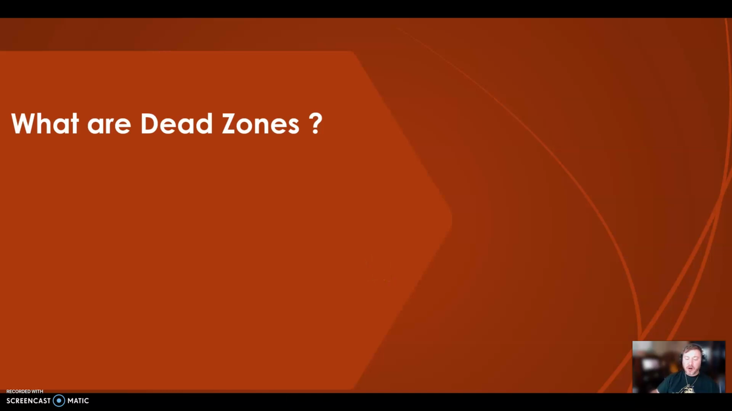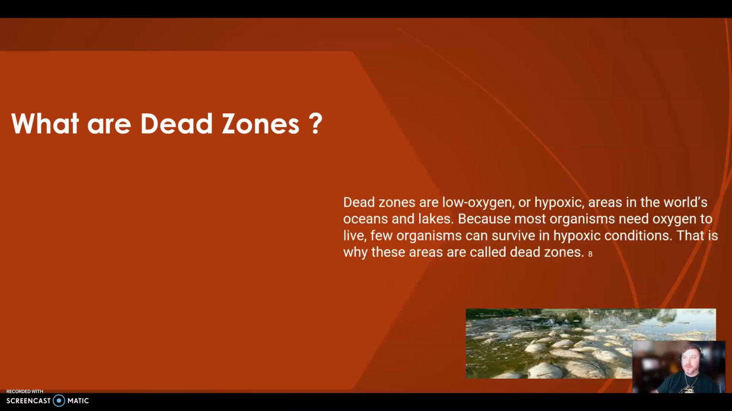As mentioned earlier, a major effect of eutrophication is what are called dead zones. Dead zones are low oxygen or hypoxic areas in the world's oceans and lakes. Because most organisms need oxygen to live, few organisms can survive in hypoxic conditions. That is why these areas are called dead zones.